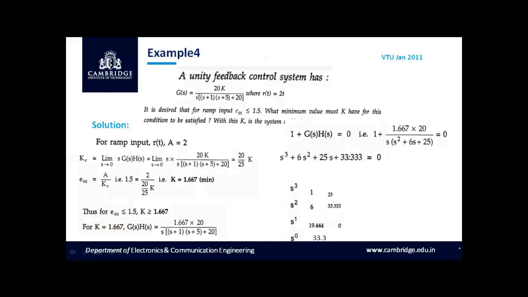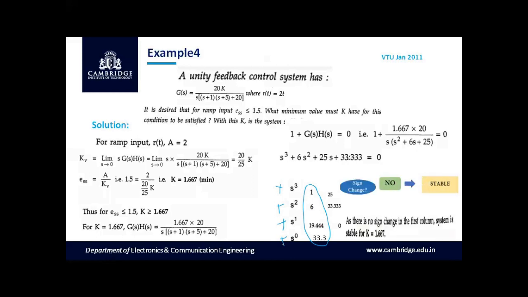Hence, now we are left with interpreting the Routh array. We have to look into the first column, and we could notice that all the signs are positive. Hence, there is no sign change. Hence, the system is stable. As there is no sign change in the first column, the system is stable for k equal to 1.667.